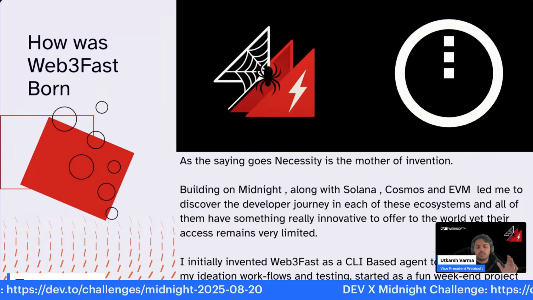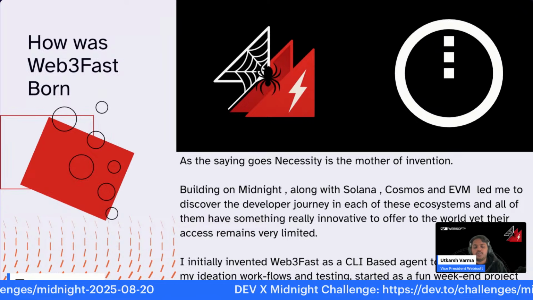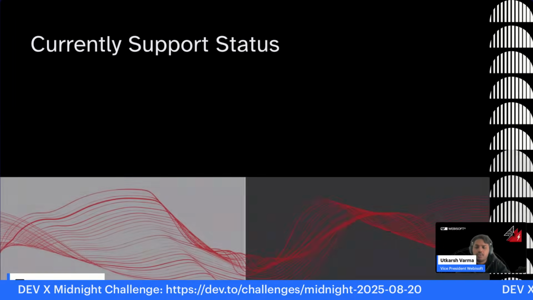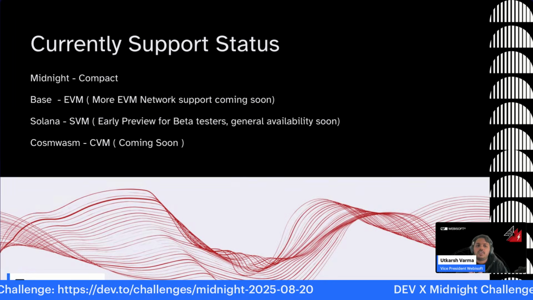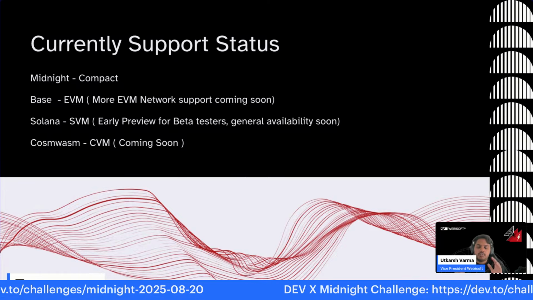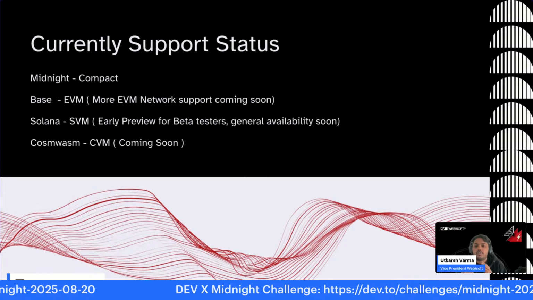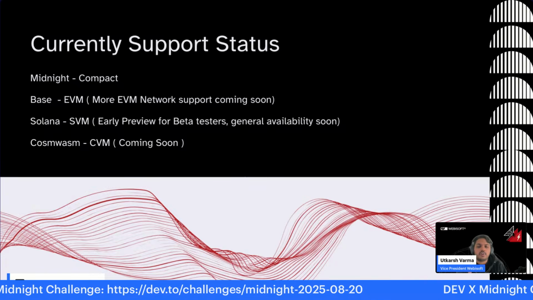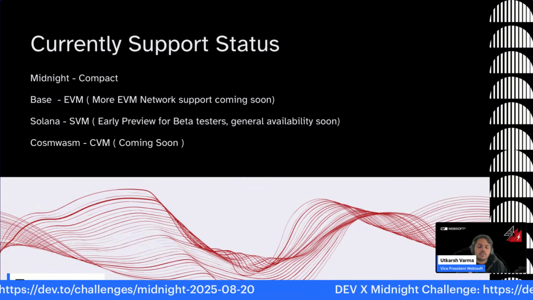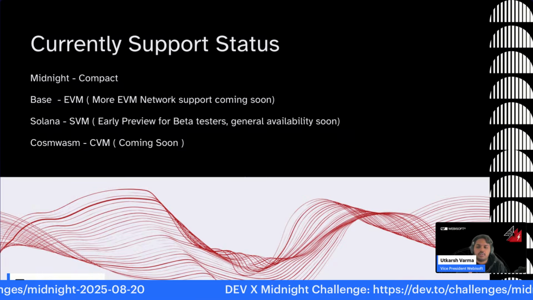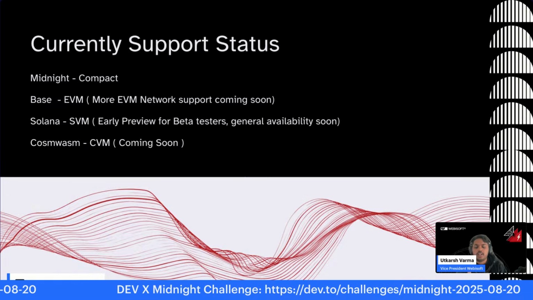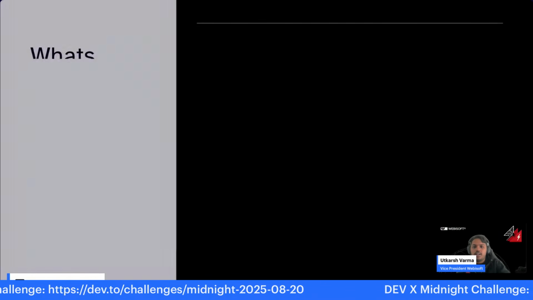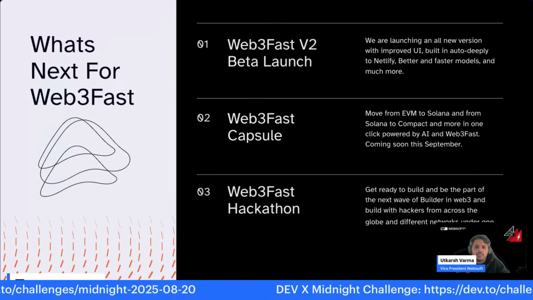But right now, it has grown into a full stack app development suite that's powering about 100 users and growing as we speak. Where we are currently with Web3 Fast, we support Midnight. We have full support for the Midnight Compact Compiler. We have support for EVM. We have support for Solana, which is an early preview. And we have support for Cosmos coming up. The goal is really to accelerate the adoption of Web3 across these ecosystems and as a whole, and help you build Web3 at the speed of thought. So I guess that's all we have for Web3 Fast now.